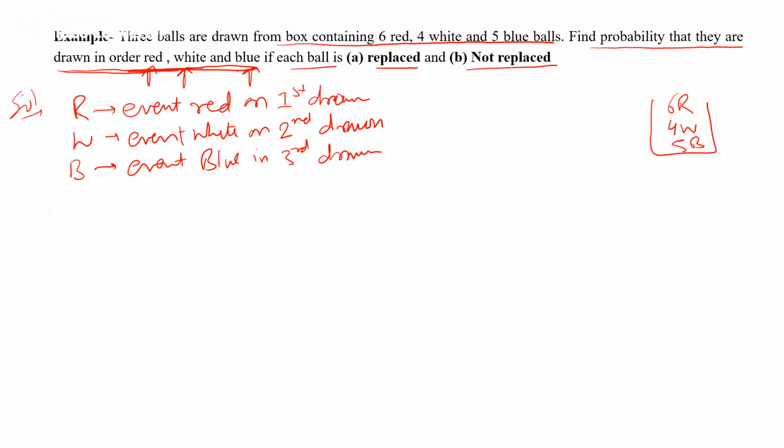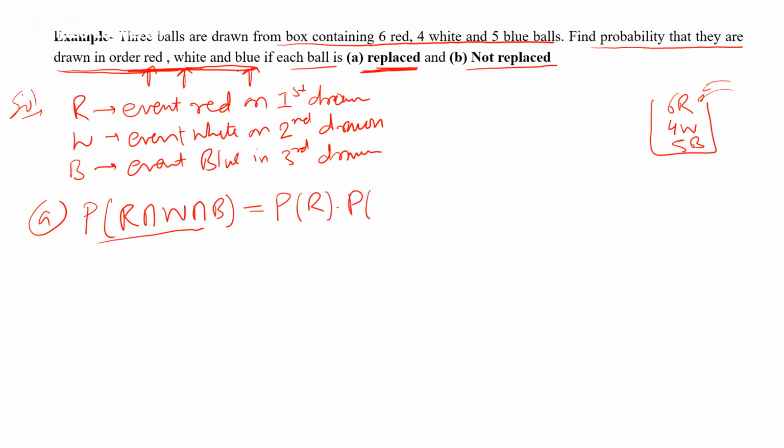So here the first condition, when we replace the balls, means the number of balls remains the same on every draw, means if we pick a ball and put it back in that container. So in that case we have to find the probability in the order red, white and blue. Here we use conditional probability, because it is the probability of red into probability of white when red is drawn, into probability of blue when red and white are drawn. That means this is an intersection.